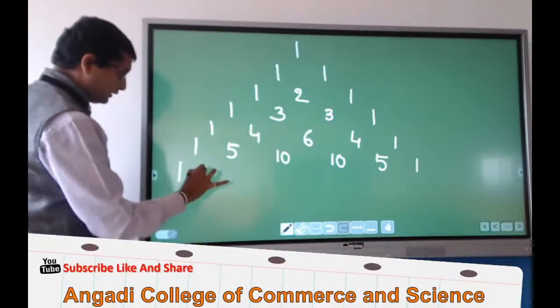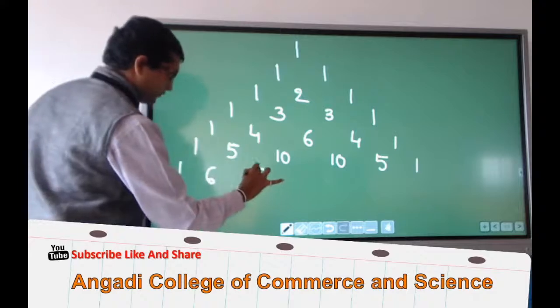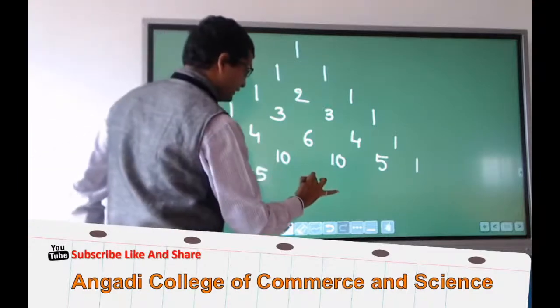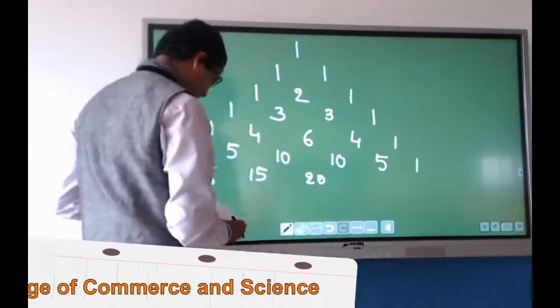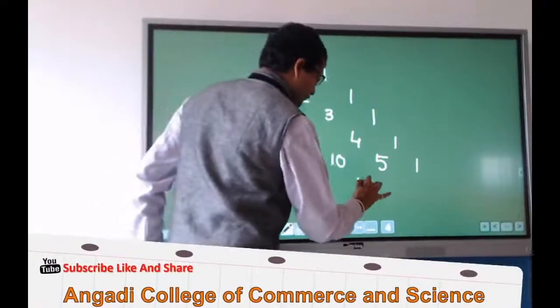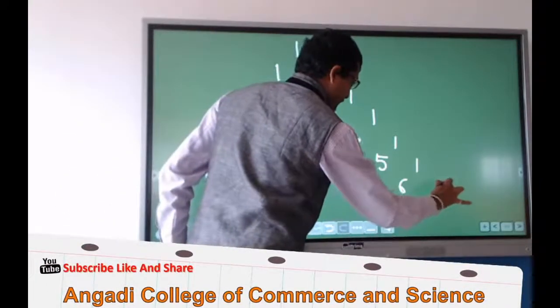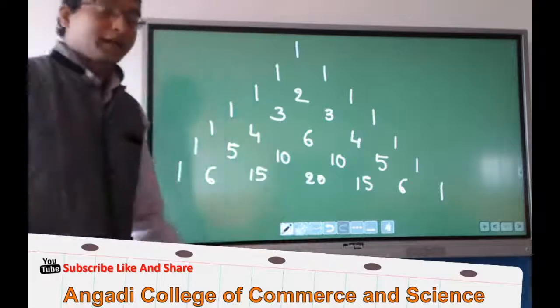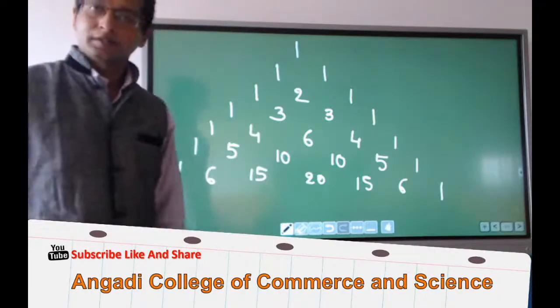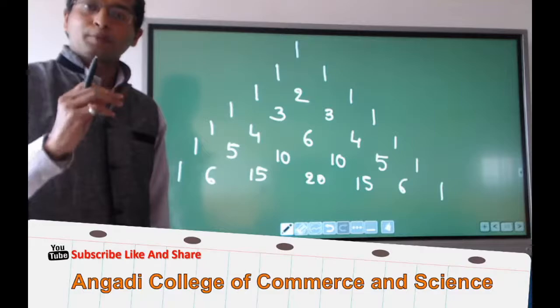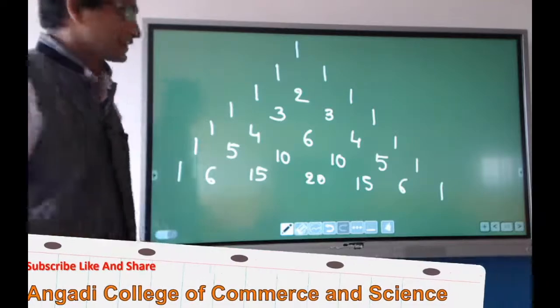Further 1, 6, 15, then 10 plus 10, 20, next 15, 6, 1. Okay. So we will write now the formula for (a plus b) whole square, like that.